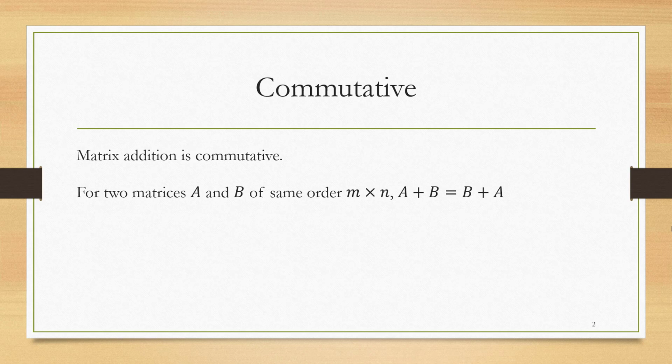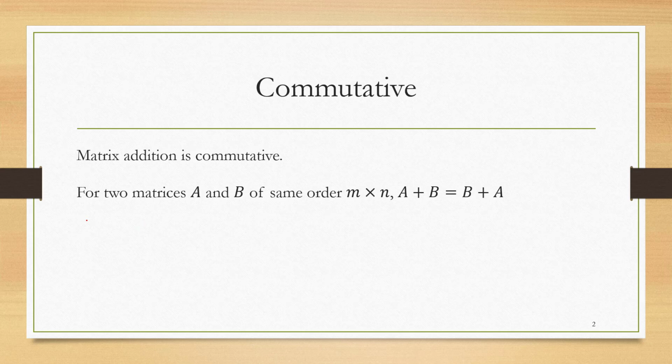So first property, matrix addition is commutative. Just like two numbers, we do A plus B is equal to B plus A, we can write in matrices also A plus B is equal to B plus A. So we are not going into the proofs, but I will elaborate these with the help of examples.